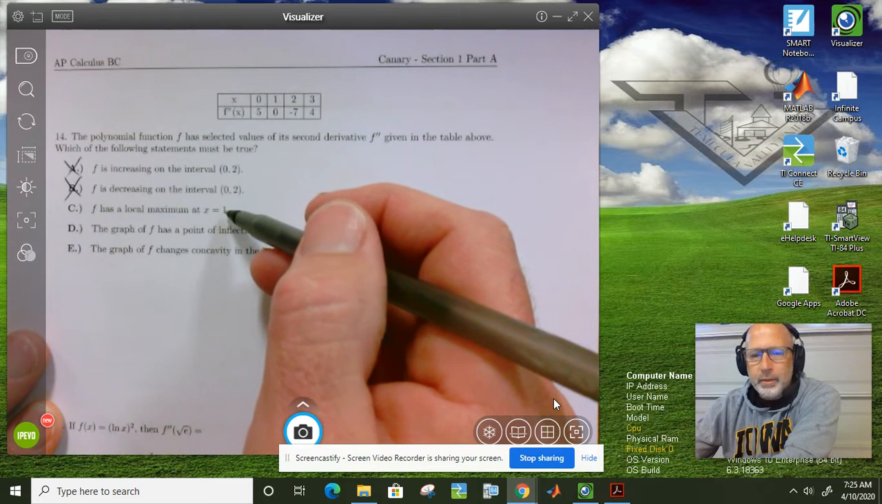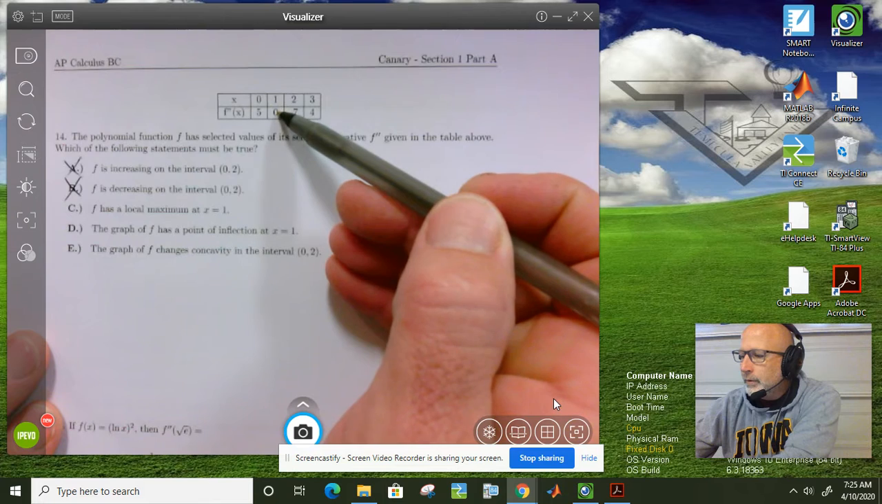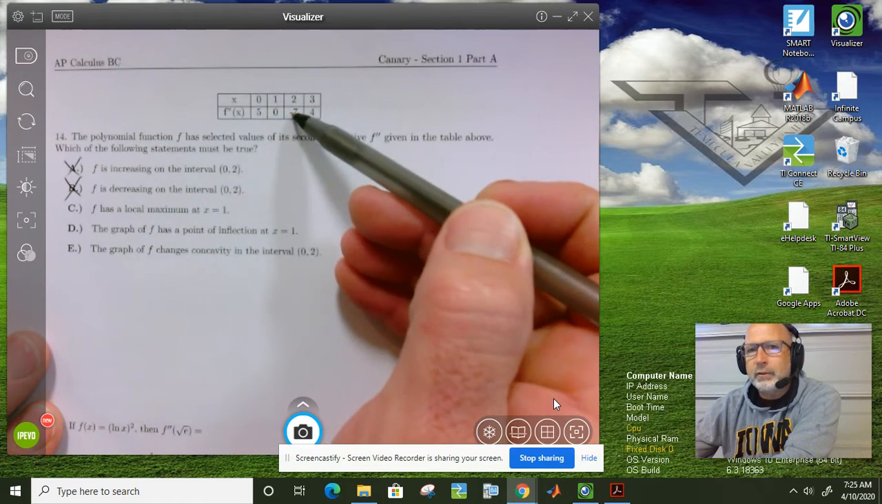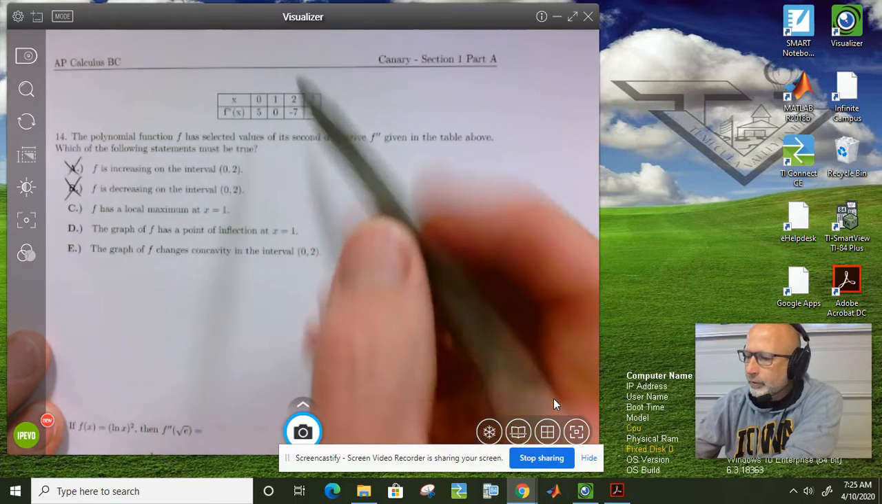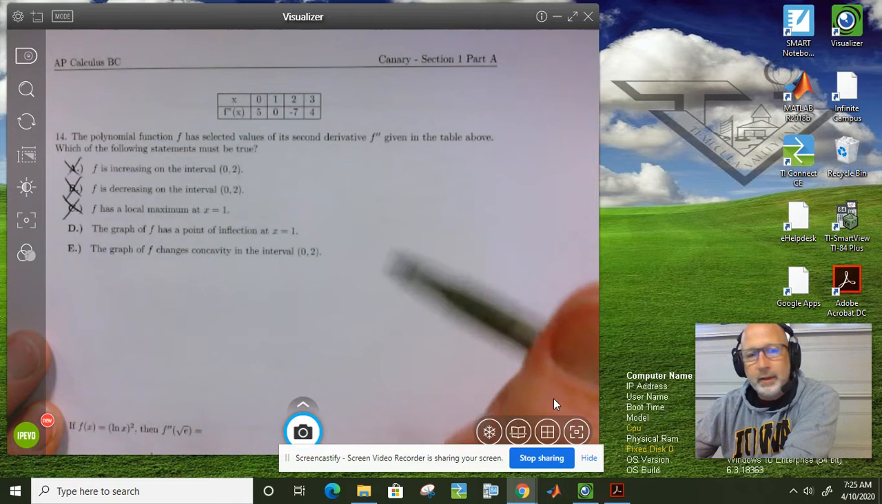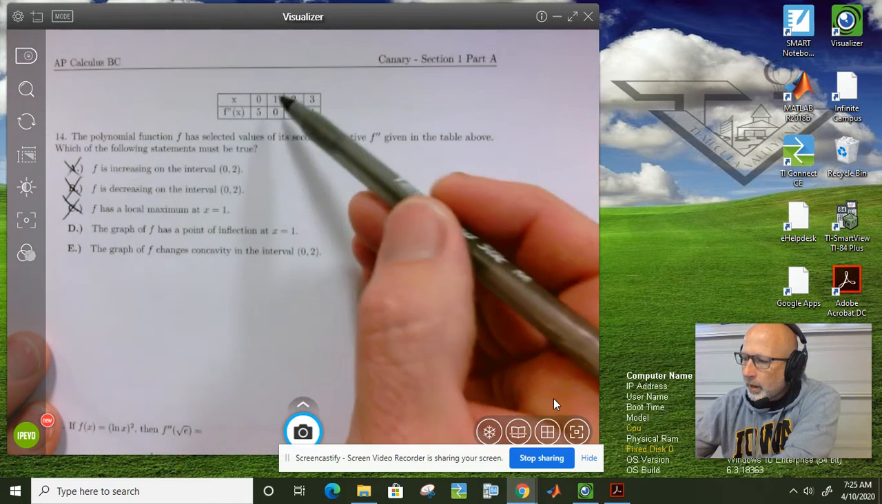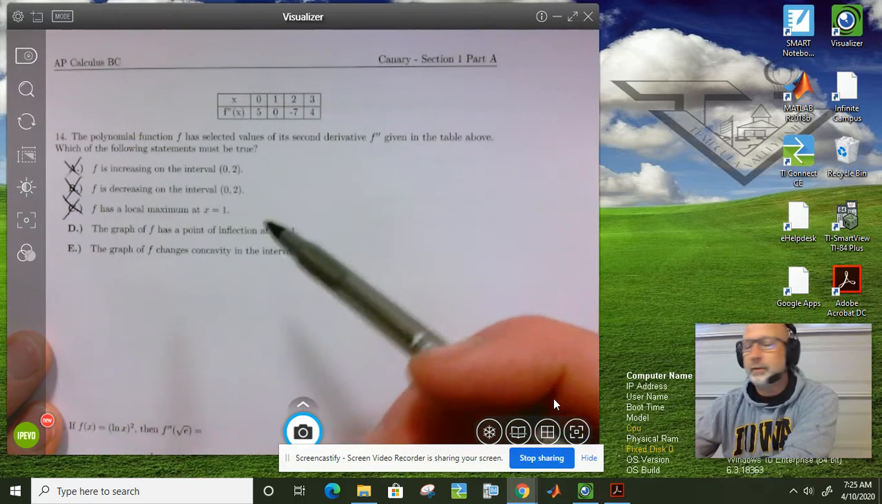Local maximum at 1, they're actually trying to bait you into thinking that this is the first derivative. So the first derivative is equal to 0, it goes from positive to negative, so it'd be a local maximum. But once again, this is the second derivative, not the first derivative, so we don't know that that's true. It has a point of inflection at 1. This looks to be true.